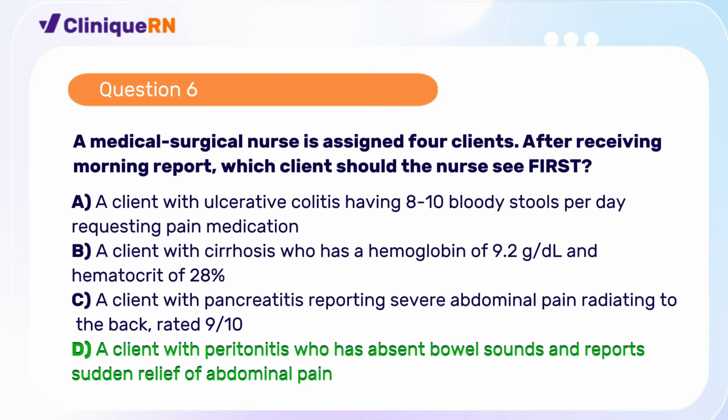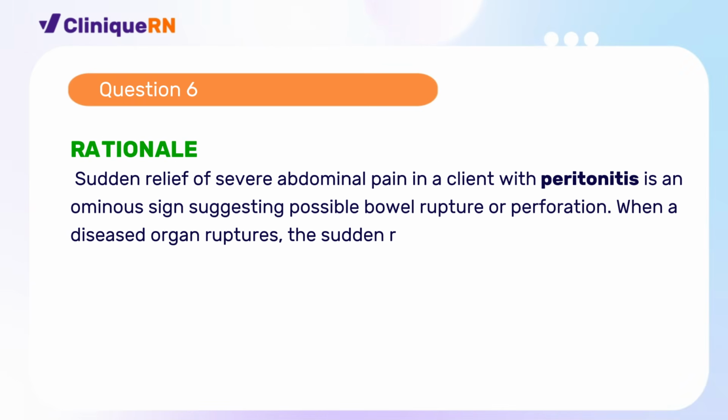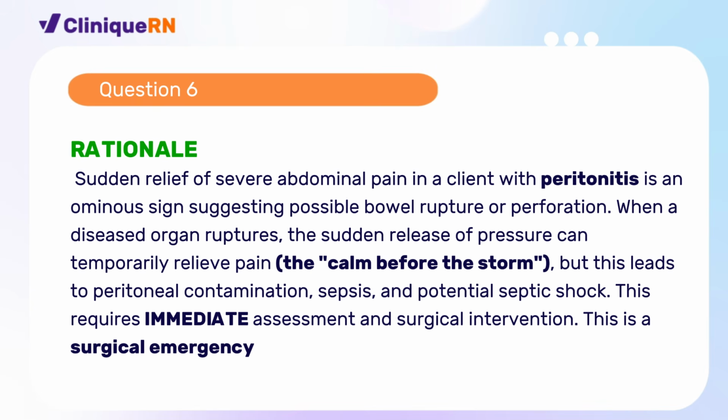Correct answer, D. A client with peritonitis who has absent bowel sounds and reports sudden relief of abdominal pain. Rationale: sudden relief of pain in a client with peritonitis is an ominous sign suggesting possible bowel rupture or perforation. When a diseased organ ruptures, the sudden release of pressure can temporarily relieve pain, the calm before the storm, but this leads to peritoneal contamination, sepsis, and potential septic shock. This requires immediate assessment and surgical intervention. This is a surgical emergency.